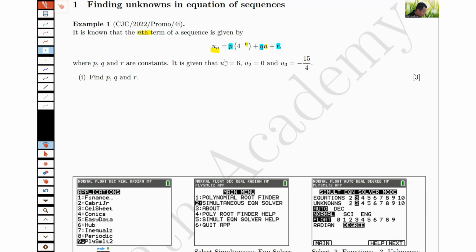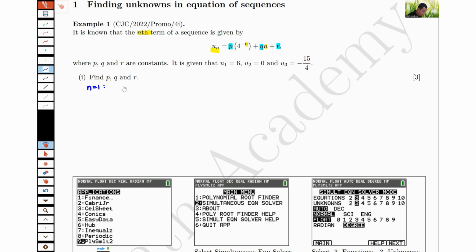Okay, then they tell you three base terms. Base terms are like you have your U1, U2, and U3. Can we find the three unknowns P, Q, and R? So let's start with the U1. To apply the U1 number, we will substitute n to be 1 into our equation.